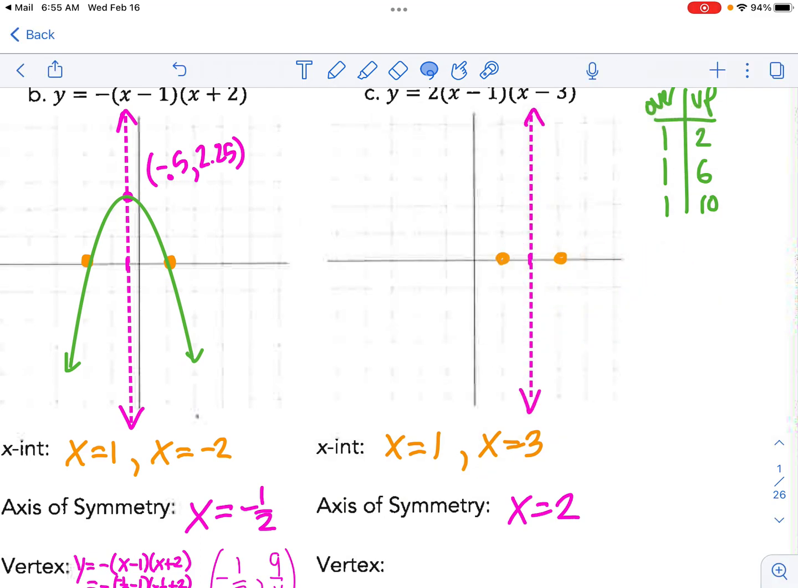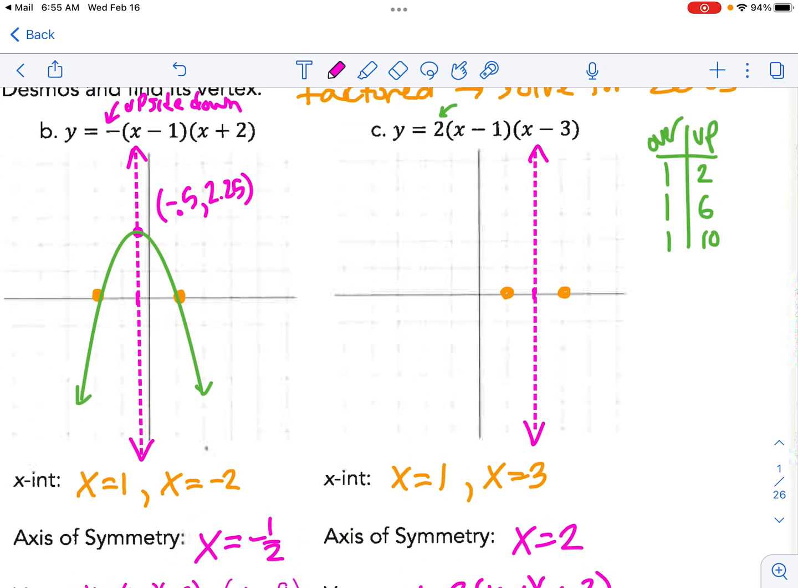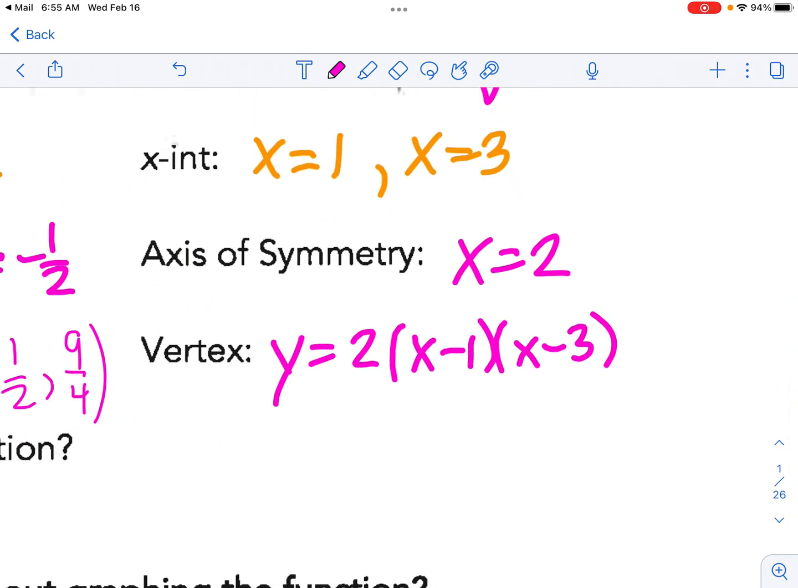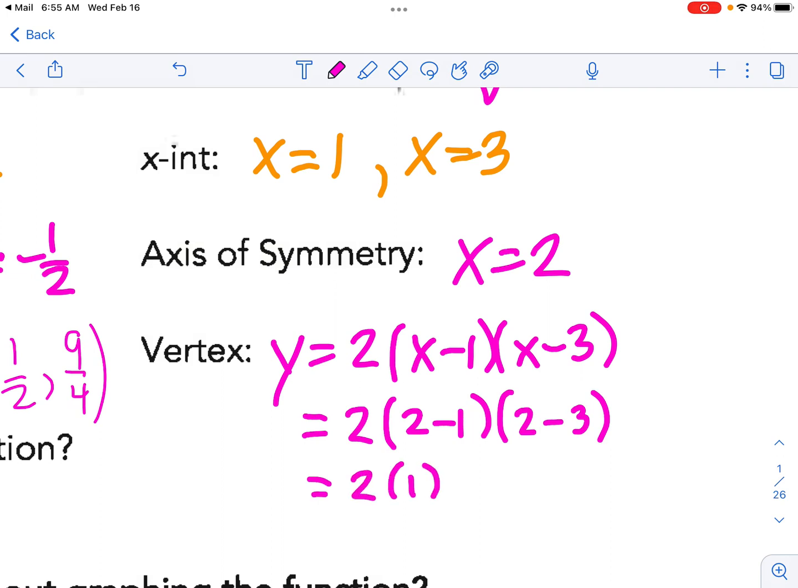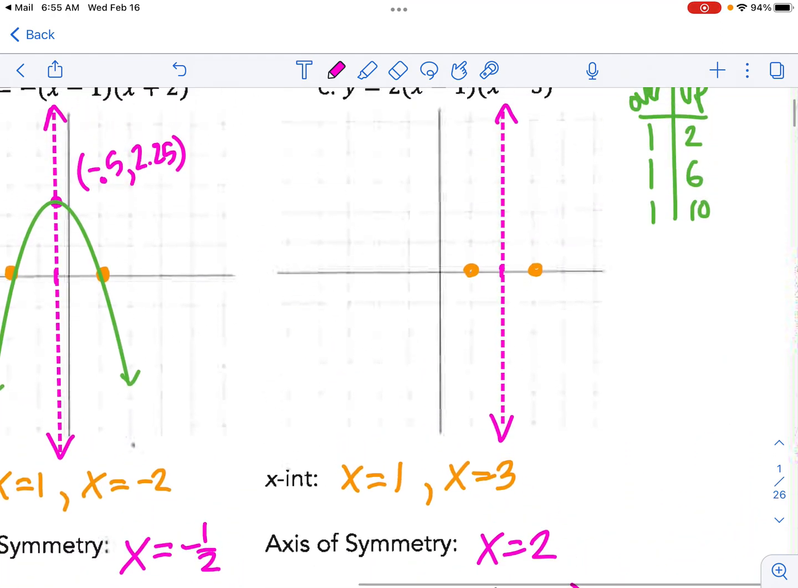And our vertex then, we've got to find our y coordinate. So y equals 2(x minus 1)(x minus 3). That's our function. And I'm going to put in my symmetry value for x. So 2 minus 1, 2 minus 3. So it's 2 times 1 times negative 1. So that is negative 2. So our vertex then is 2 comma negative 2. So 2 comma negative 2, there's my vertex.